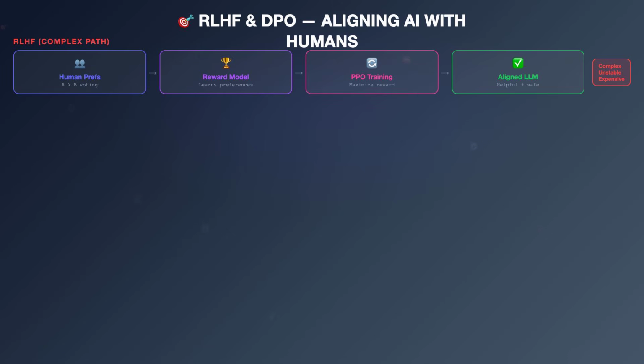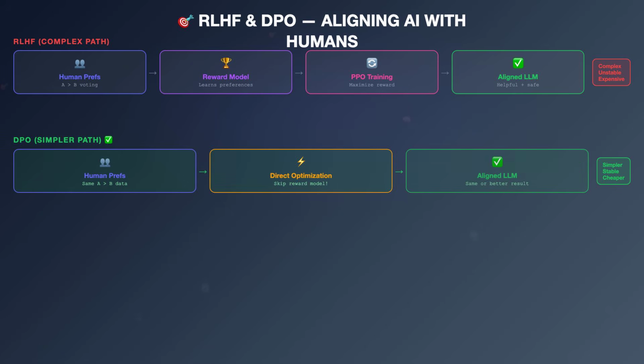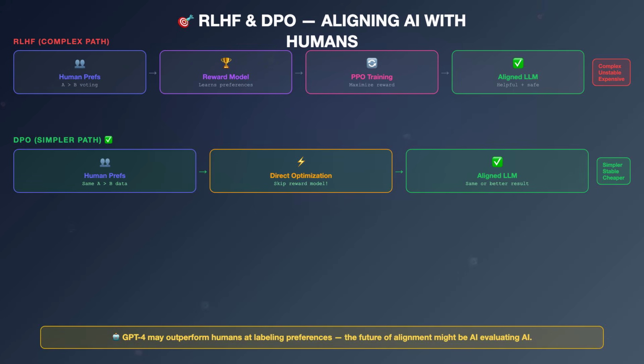Instead of showing the model the right answer, you show it two outputs and ask humans which is better. Those preferences train a reward model. Then you use PPO, proximal policy optimization, to fine tune the LLM to maximize that reward. It's complex, unstable, and expensive.